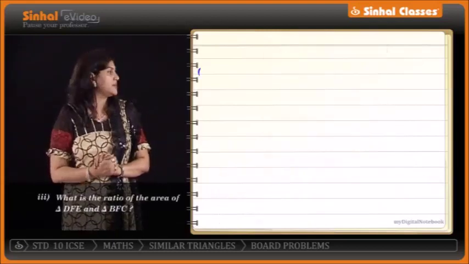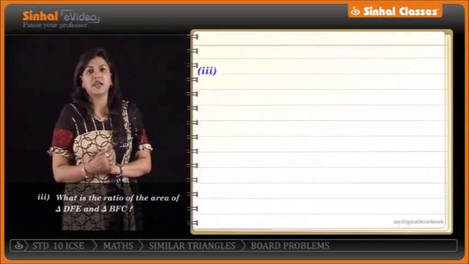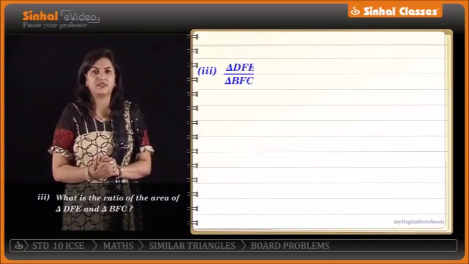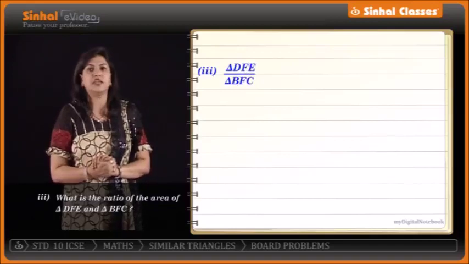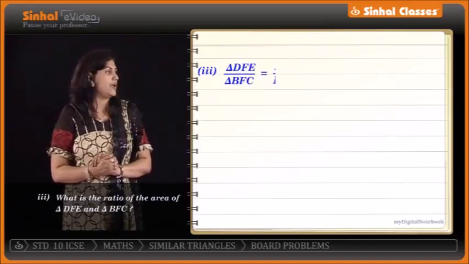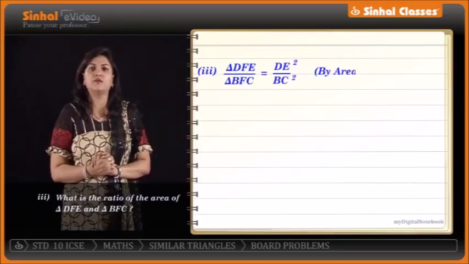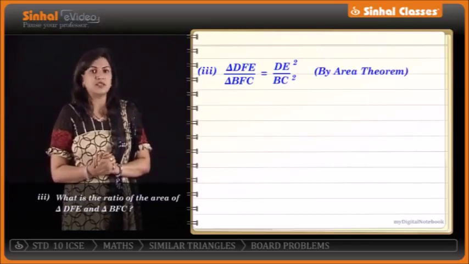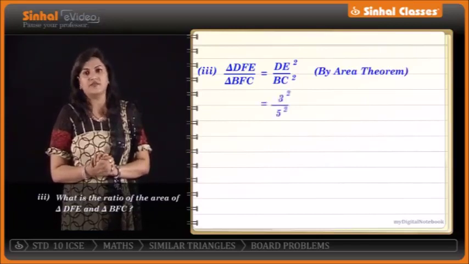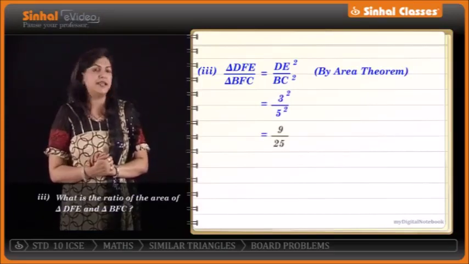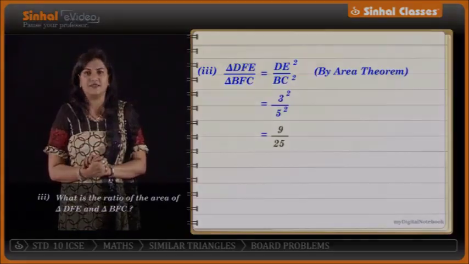Now in the third part, we want to find the ratio of areas of triangle DFE and triangle BFC. That ratio will be equal to DE square upon BC square. This is because of the theorem on ratios of similar triangles, which is equal to 3 square upon 5 square, that is 9 upon 25. So the required ratio is 9 upon 25.